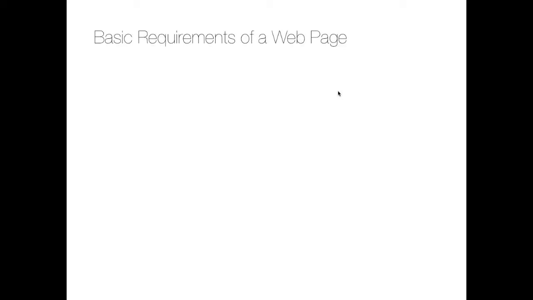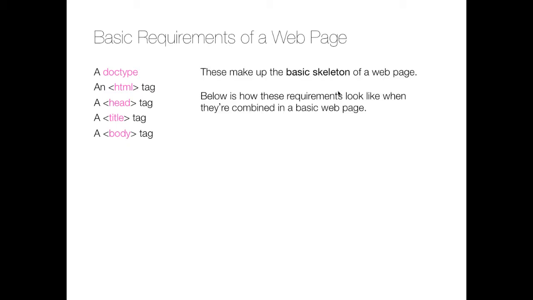HTML page structure. The basic requirements of a web page are doc type, the HTML head, title, and body tags. When we say tag, we can also say element. It's the same thing. These make up the basic skeleton of a web page, and below is how these requirements look when they're combined in a basic web page.